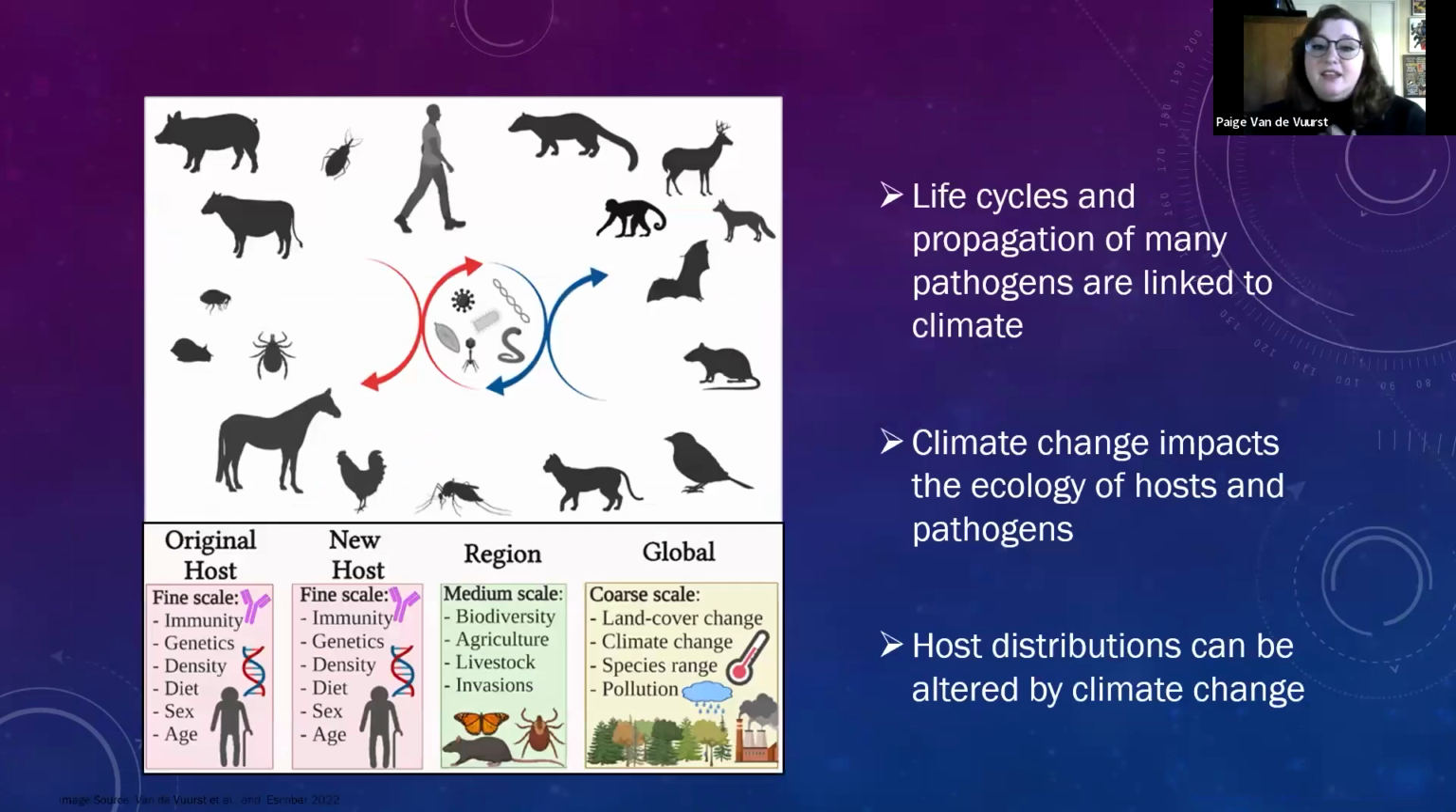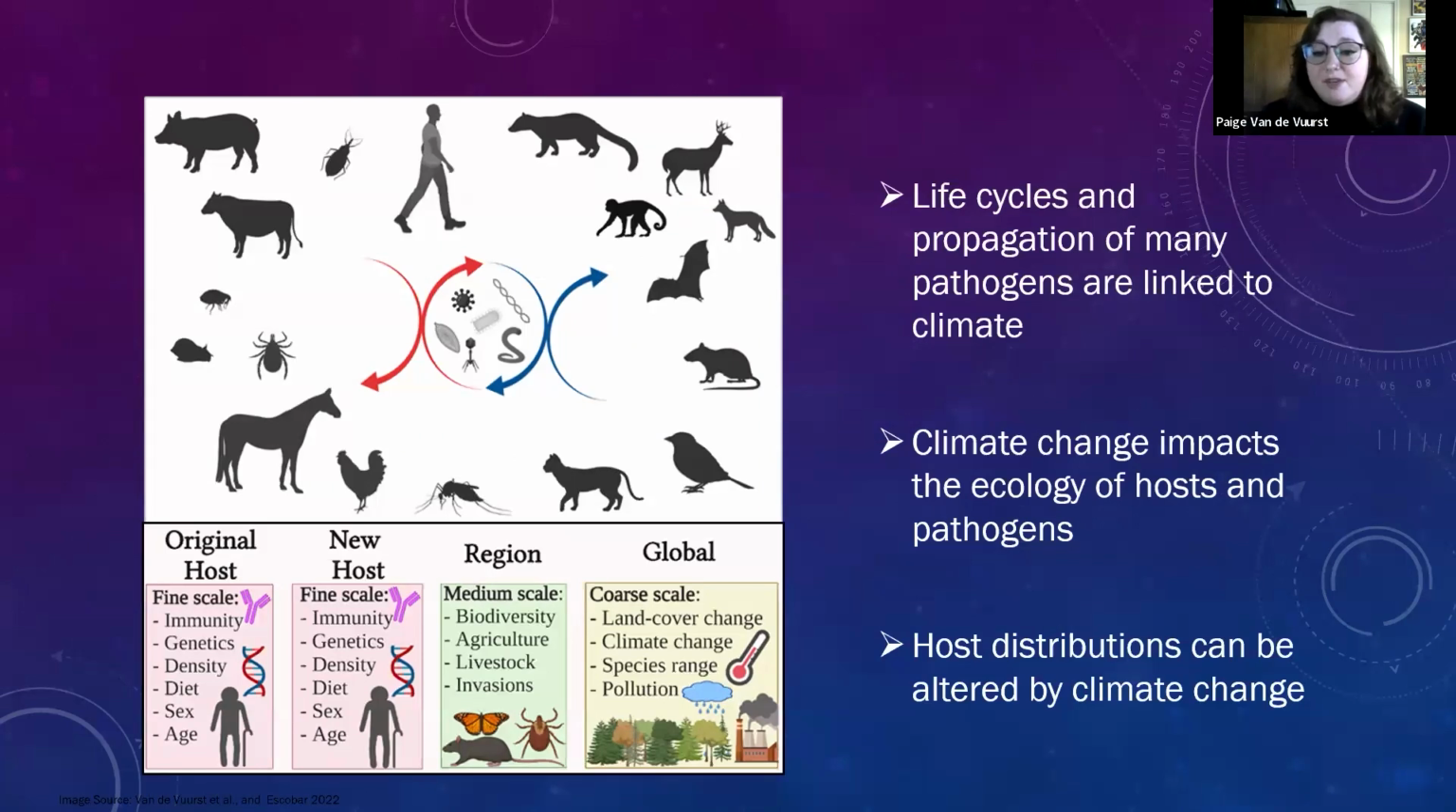We know that the life cycles and propagation of many pathogens, and a pathogen is something that causes diseases, so something like a virus or a bacteria or even a fungus, and climate can very much impact where those pathogens come from and how frequently they reproduce.